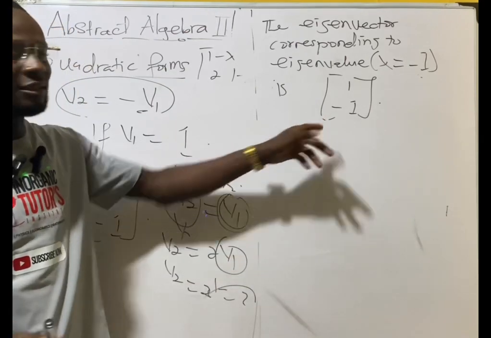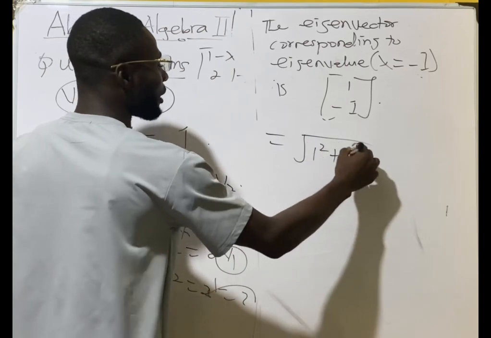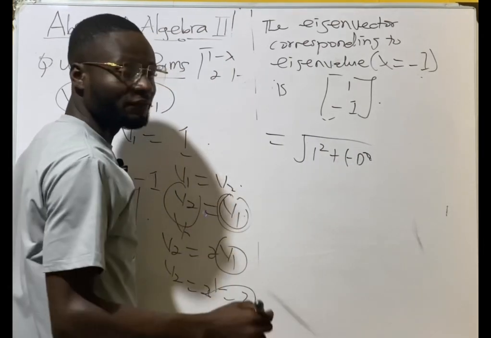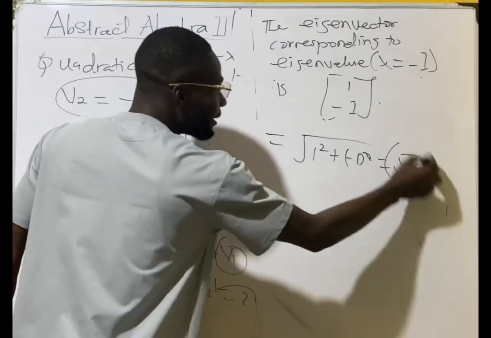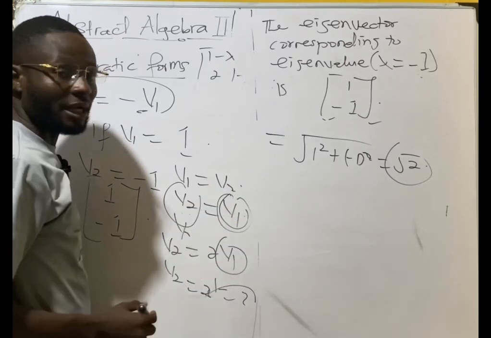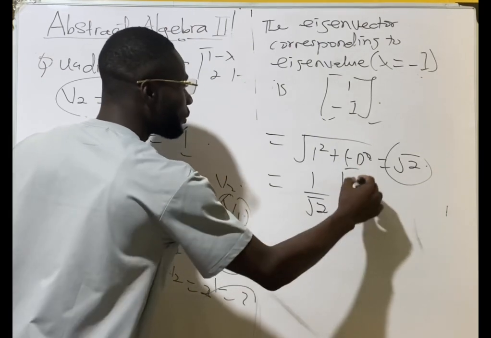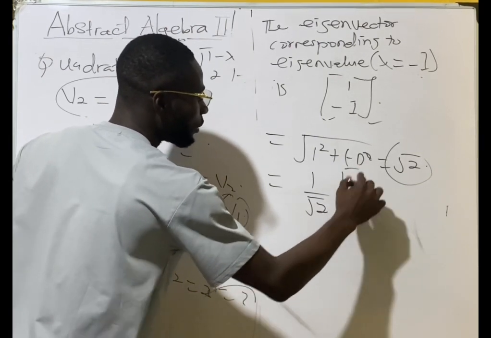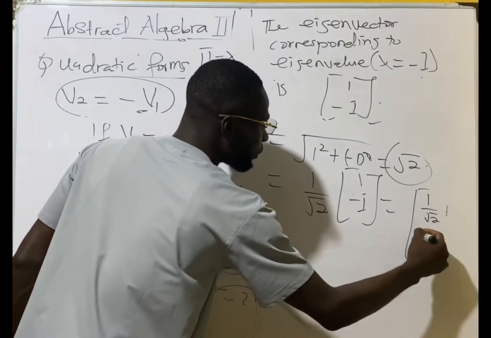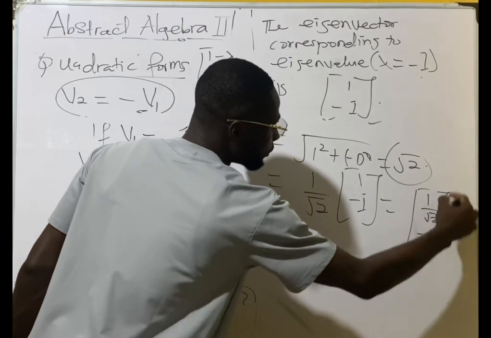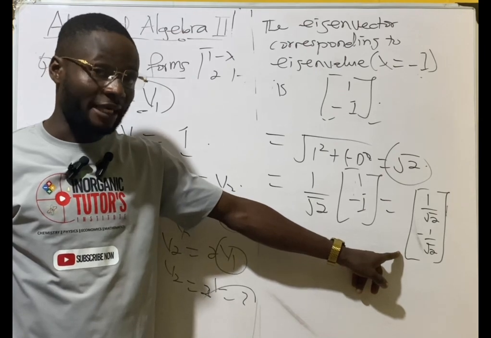So we have to normalize this. So doing that, we have to find the magnitude of this, which is going to be 1 squared plus -1 squared, and that is the square root of 2, right? So we divide this eigenvector by the magnitude, and that is going to be 1 over square root of 2, and this is equal to 1 over square root of 2, -1 over square root of 2, right? So this is our normalized eigenvector, right?